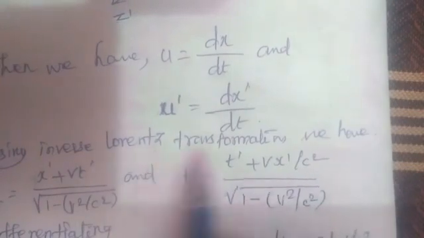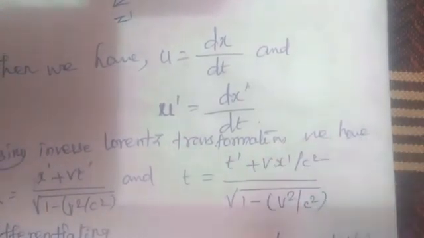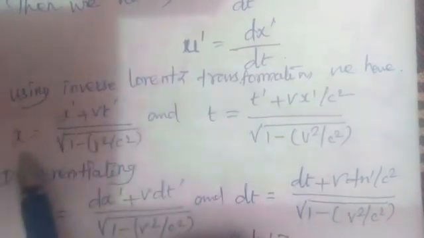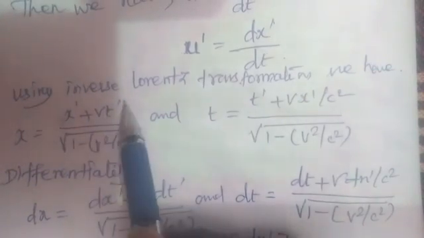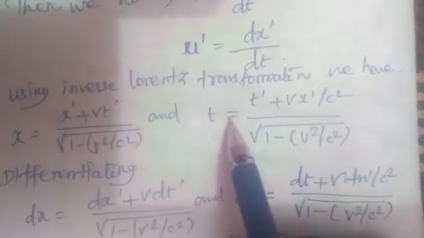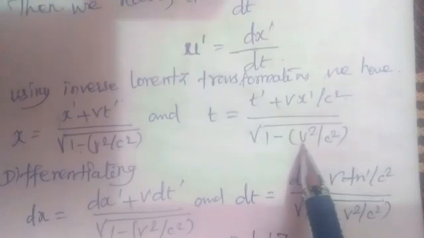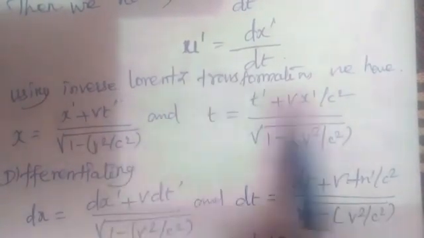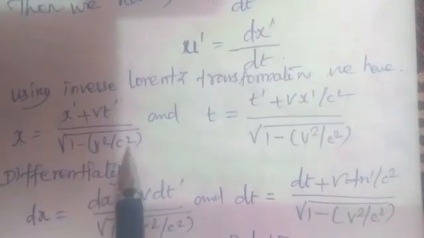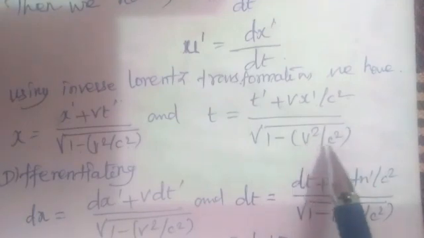Using the inverse Lorentz transformation equation, what is the inverse Lorentz transformation equation? x is equal to x dash plus v into t dash divided by root of 1 minus v square divided by c square, and t is equal to t dash plus v x dash divided by c square, divided by root of 1 minus v square divided by c square, right?